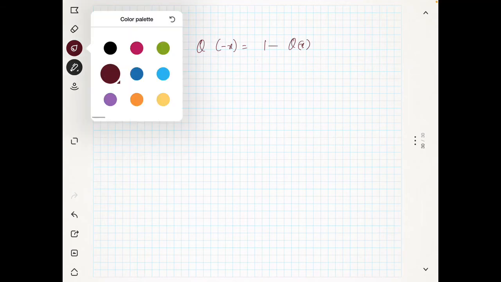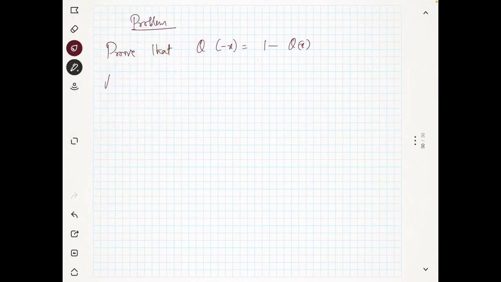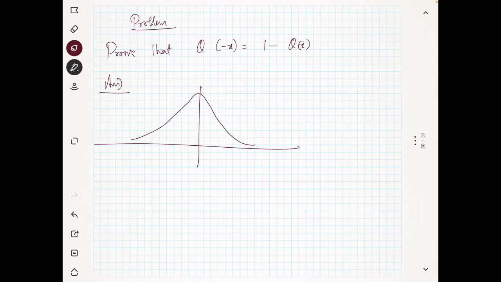Prove that Q of minus x is nothing but 1 minus Q of x. Okay, so logically we can easily prove it actually. So you have to prove this mathematically anyway. You know what Q of x is, we have seen just now. If you have x here, then Q of x is nothing but this area, right? This area is equal to Q of x.